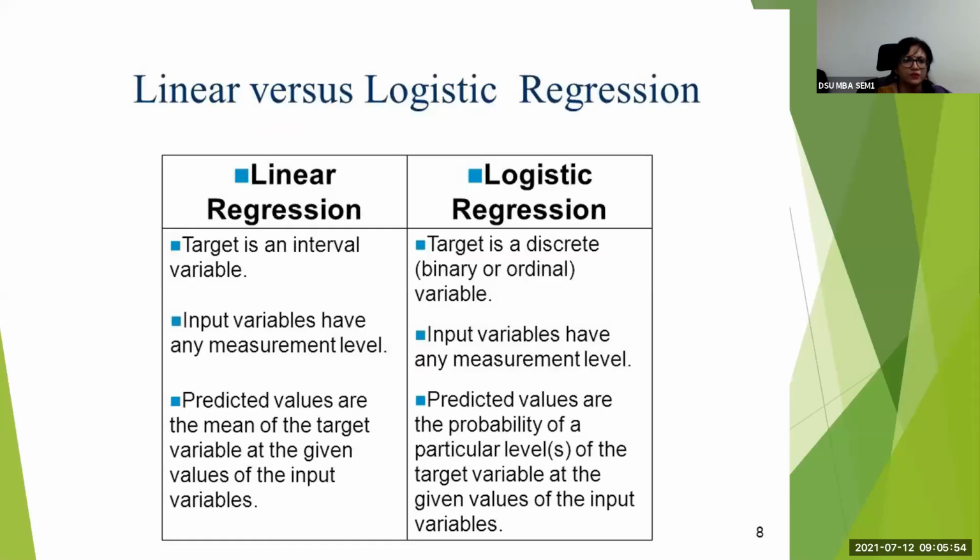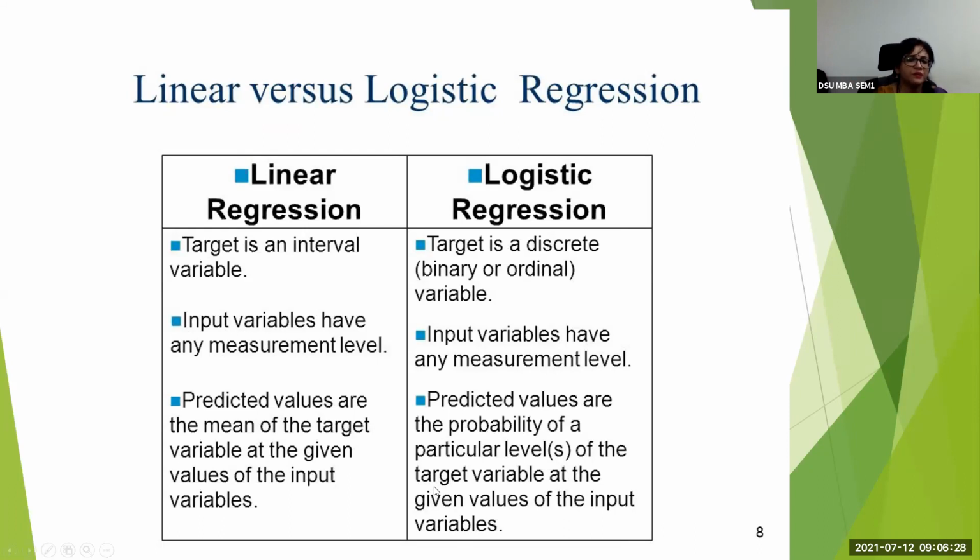So basically, when you try to understand linear regression versus logistic regression, because it looks and sounds similar, you need to understand that in a linear regression, this multiple regression or single regression that you know about, the target is an interval variable, which is the dependent variable. Whereas in logistic regression, the target is a discrete variable, which could be a binary 2-category variable, right? Or you can rank it in terms of the first and the second category. The input variables can have any measurement level. Same thing in the case of logistic regression also.